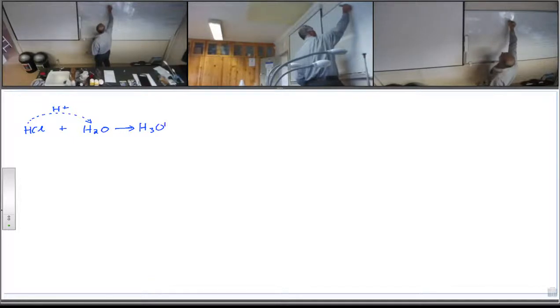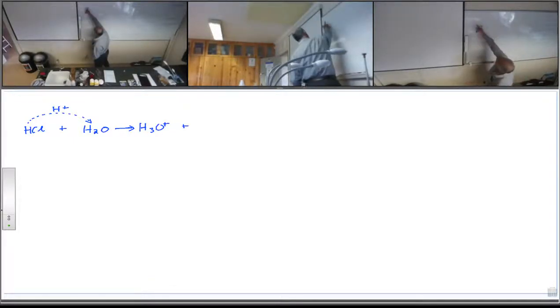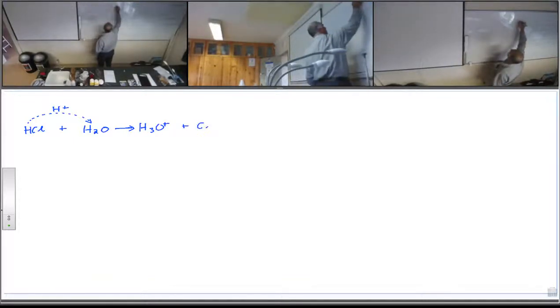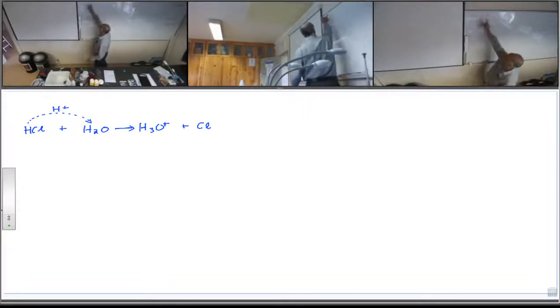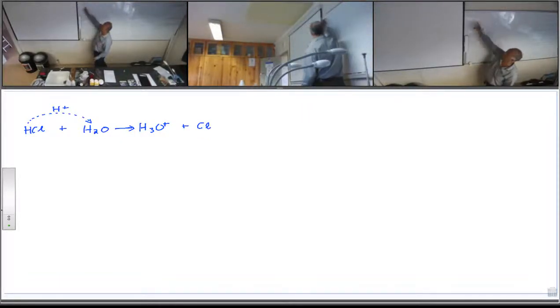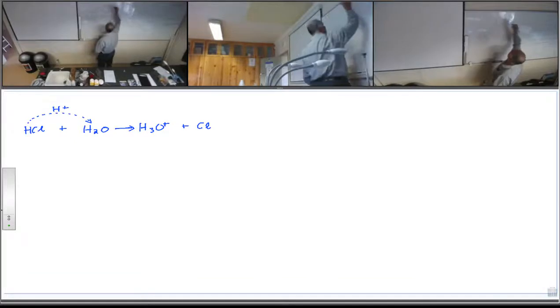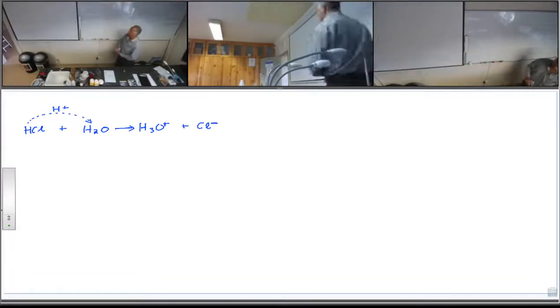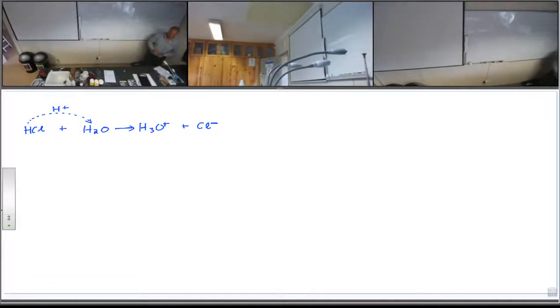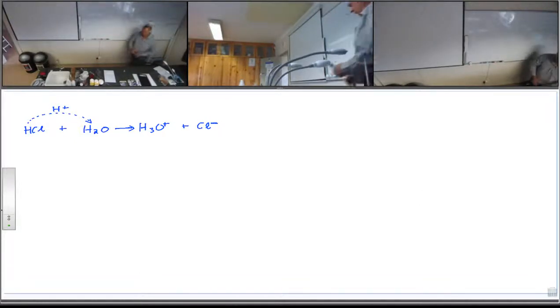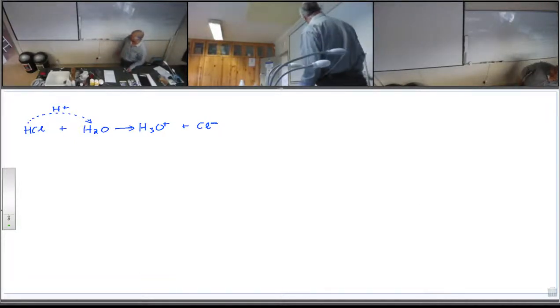H3O+. And what does that leave this as? Cl minus. Because the electron that normally goes with the H has been left behind. So it is Cl minus. Okay, that's your normal protolytic reaction. What we call a protolytic reaction. We spoke about that on Friday.